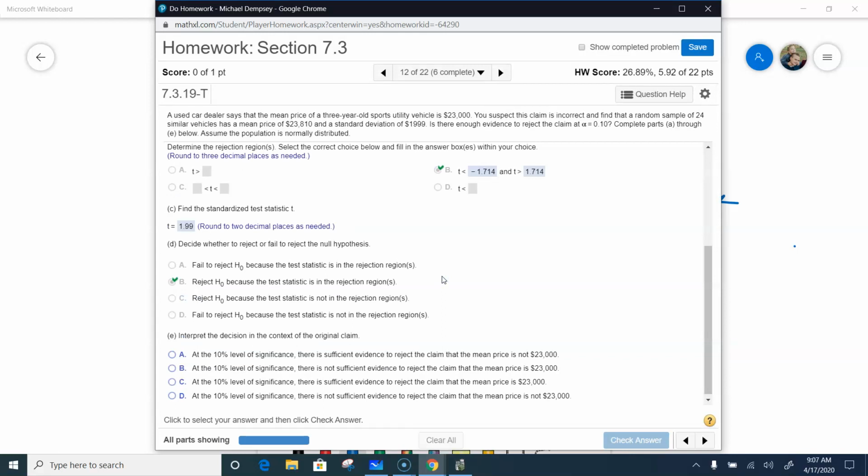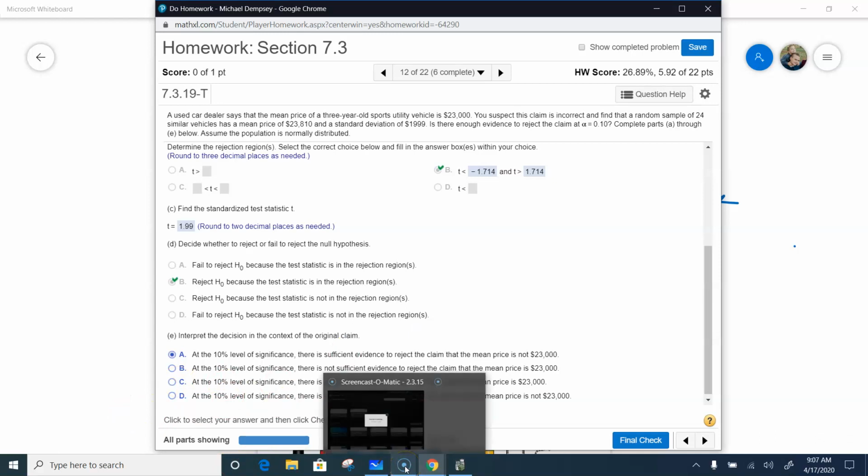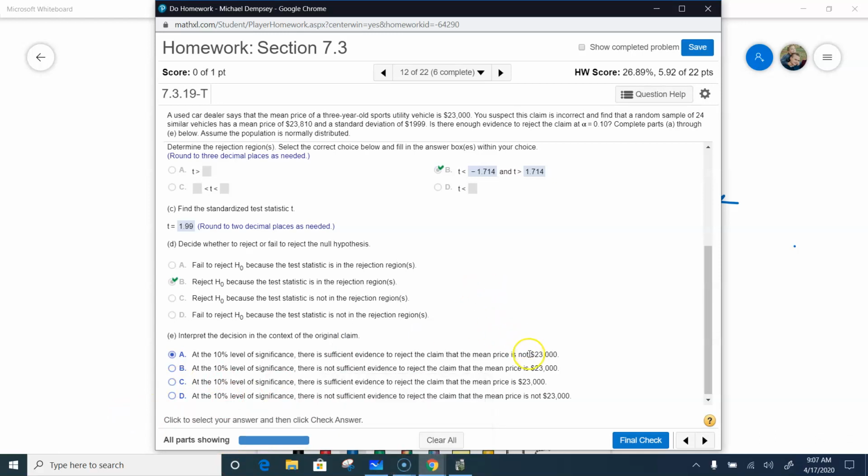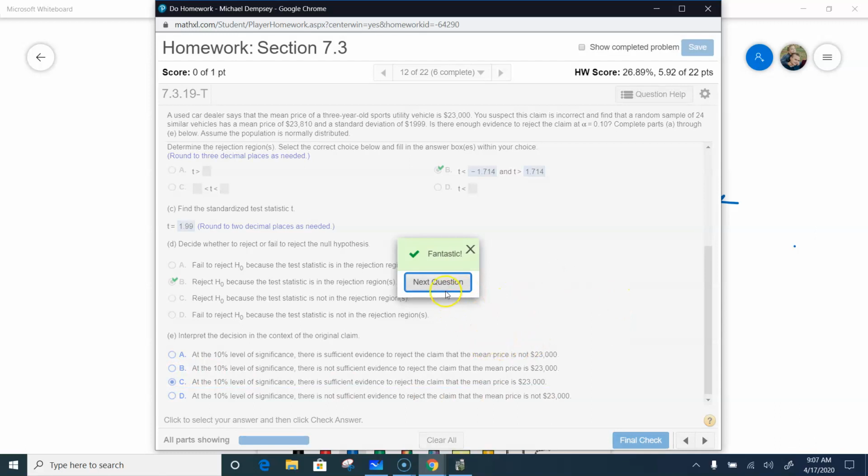Okay, interpret the decision in context. At the 10% significance level, there is sufficient evidence to reject the claim. Right? That's exactly what we just did. We found that our test statistic fell past what we would consider the cutoff. Oh, sorry, I didn't see the "not" there. There is sufficient evidence to reject that claim. Didn't see the "not" there.